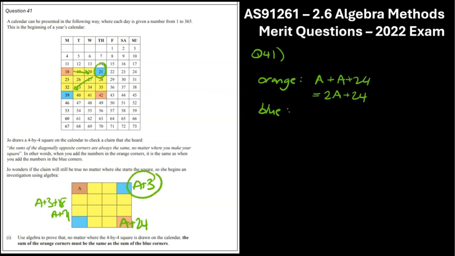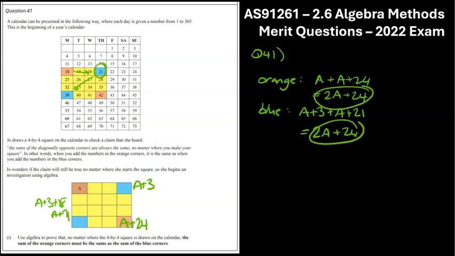So I now need to add together these two here to form my expression for the blue squares. So that's going to be A plus 3 plus A plus 21. And I'm loving what I'm seeing here. I've got 2 A's, so 2A plus 24. And I can see an equivalent expression for both orange and blue. So I'm going to state that there. Therefore, orange is equal to blue.